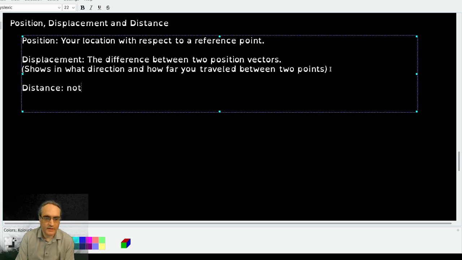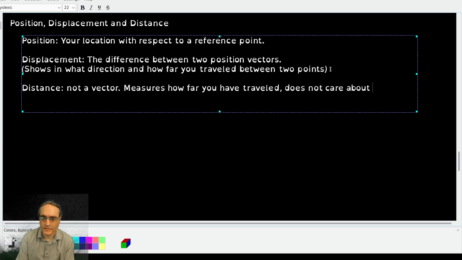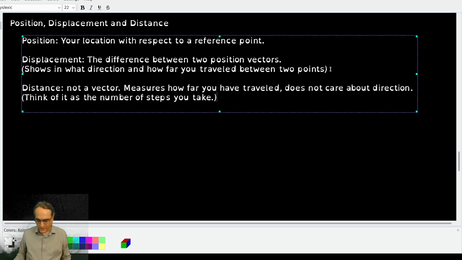Distance, not a vector. It measures how far you have traveled, but doesn't care about direction. You can think of it as the number of steps you take without worrying about which way you are going.